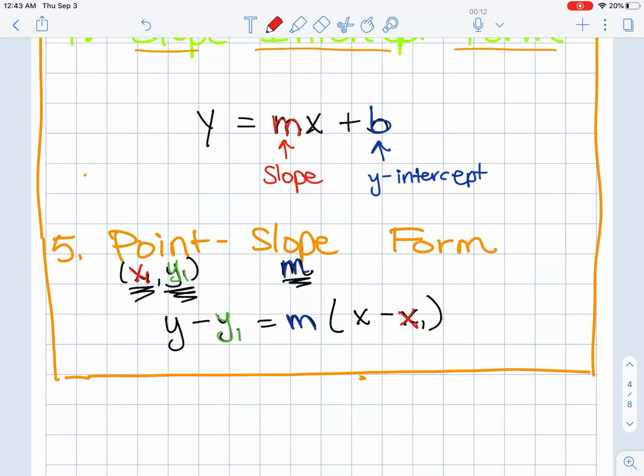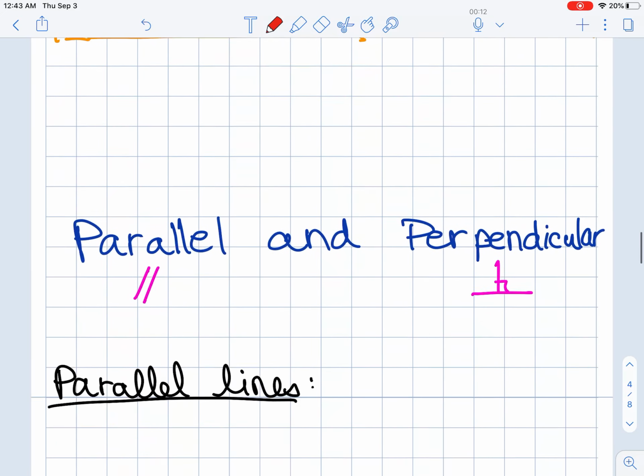When we say x1, that just means some number for that point, the x coordinate of the point. y1 is the y coordinate of the point. Slope is how steep it is. It's a number. But x and y, here and here, are part of the form. Anything in black is part of the form. All right, let's move on.